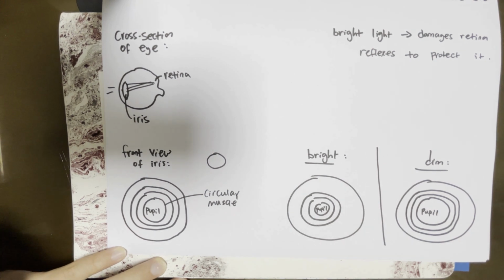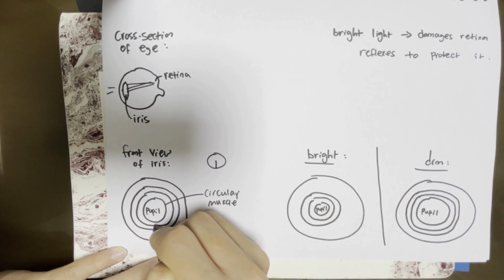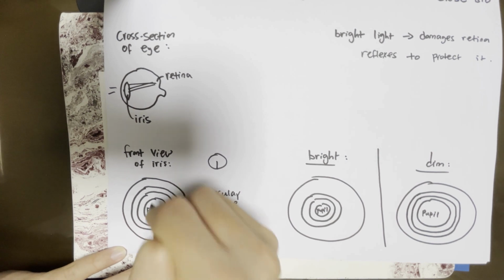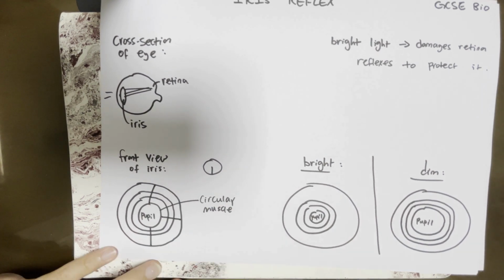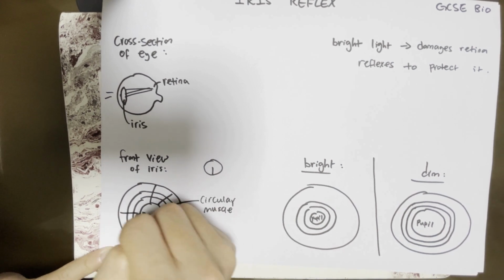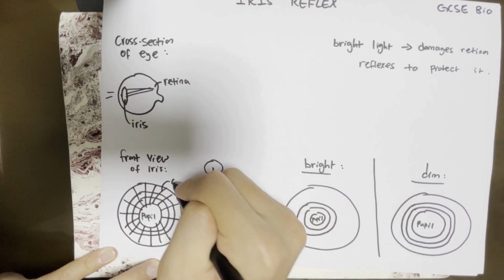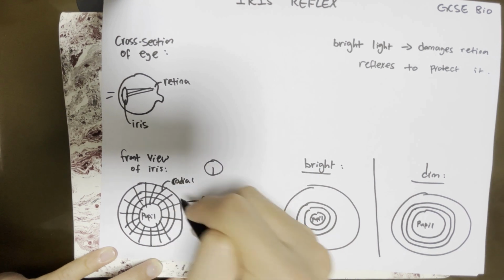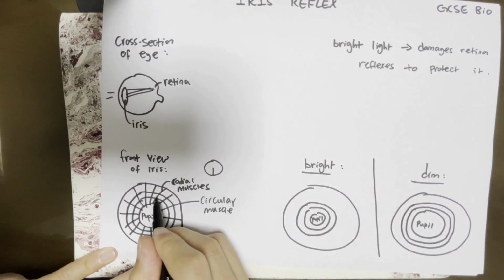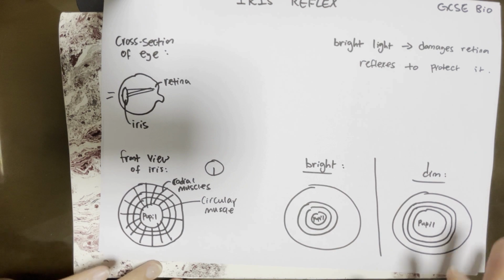And we need to know one more thing. There's circular muscles, and then there are radial muscles. Radius is the distance from the center of the circle to the edge of the circle, right? In the exact same way, the radial muscles are the distance from the pupil to the end of the iris. So we just have a bunch of lines that look like a spider web going from the pupil to the edge of the iris. These are the radial muscles. Radial muscles go from the center to the end, just like a radius, and circular muscles go around the center, like the circumference.